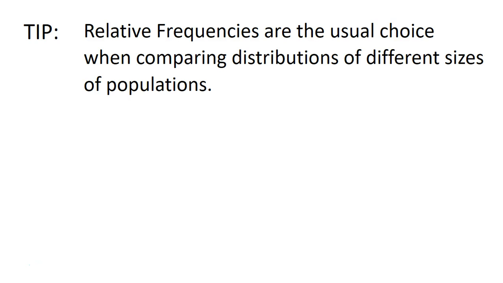It says relative frequencies are the usual choice, which is the percentages, when comparing distributions of different sizes. Because if you can make everything in terms of a percent, it doesn't necessarily matter how many different people are in it. It's easier to compare one distribution to another if they're all in percentages instead.